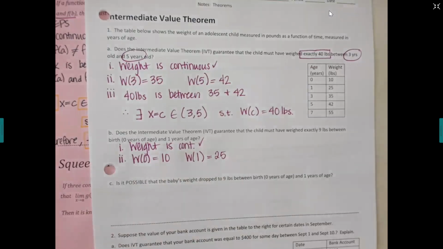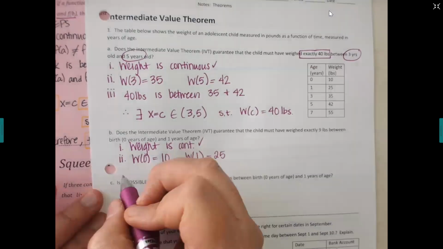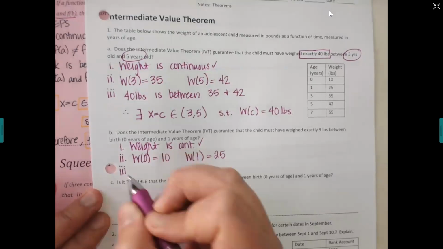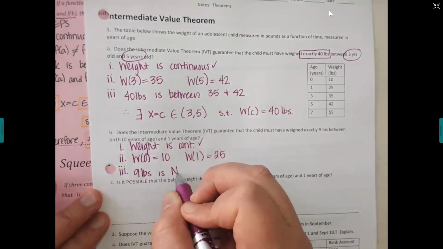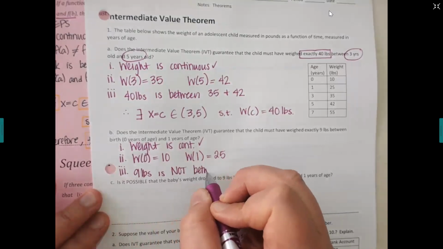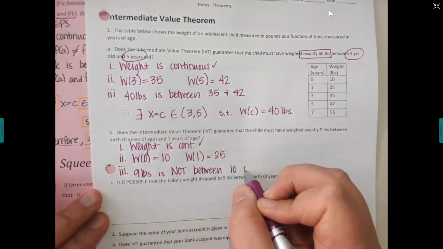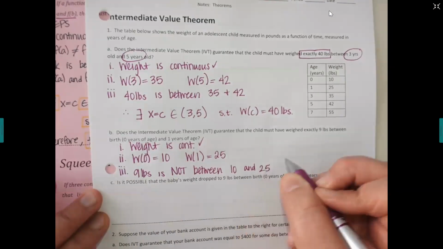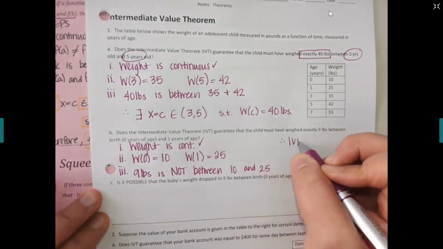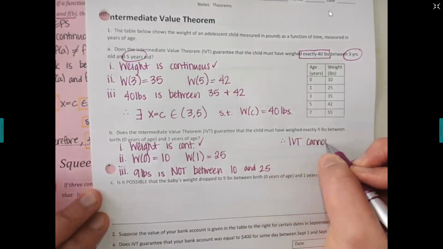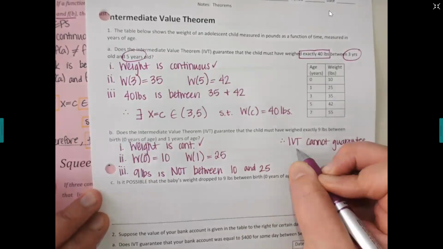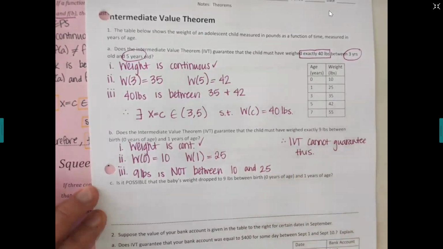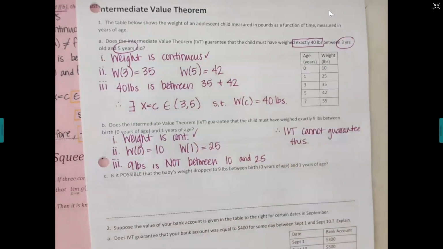Okay, what is the weight that I want the baby to weigh? 9. Does it fit in the middle? No, so I would say 9 pounds is not between my 10 and my 25. Therefore, IVT cannot guarantee this. Okay, not only can it not guarantee that value, but I really can't even use it in this situation at all.